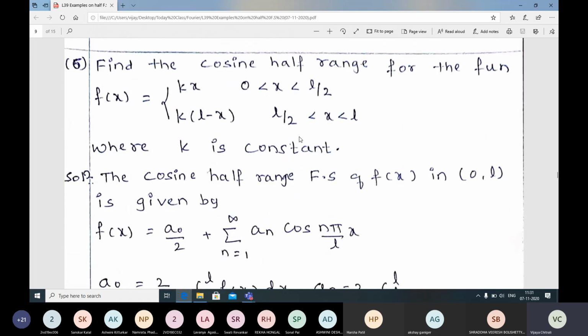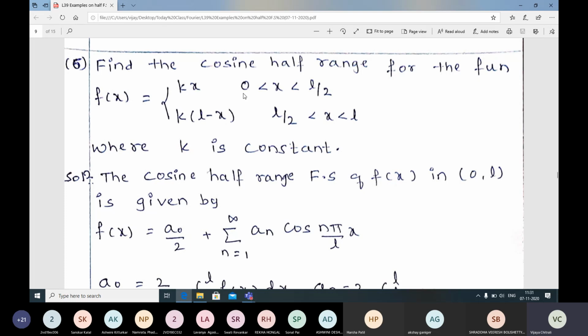So here this is a discontinuous function, right? This is also an arbitrary interval. Find the cosine half range series for the function f of x is equal to kx. Here the function is divided into two sub-functions: f of x is equal to kx, x lies between 0 to L by 2, and f of x is equal to k times L minus x, x lies between L by 2 to L, where k is a constant, right?